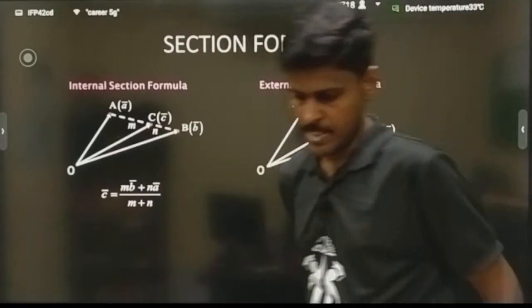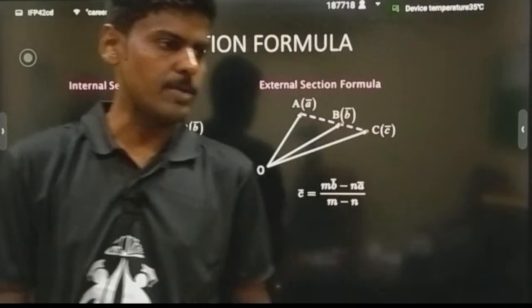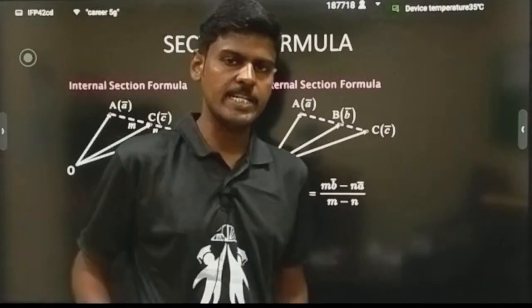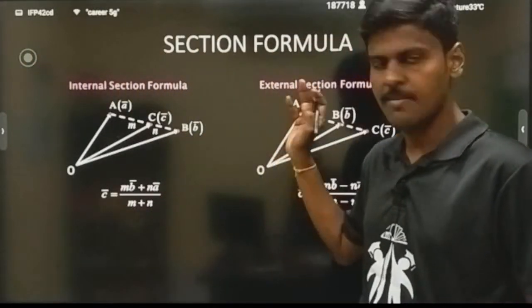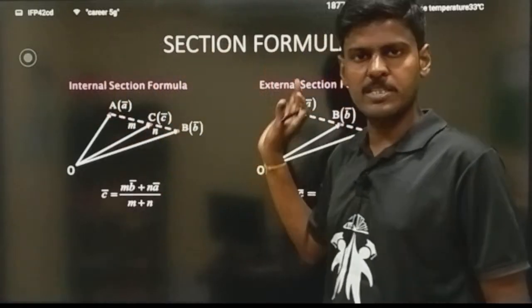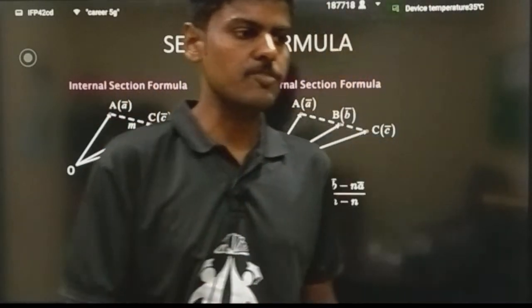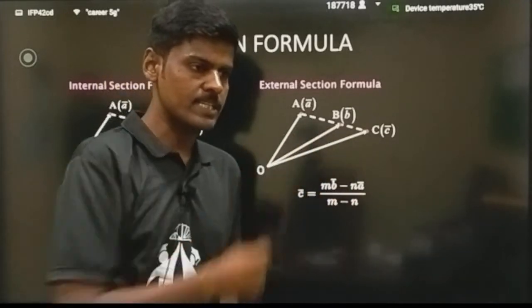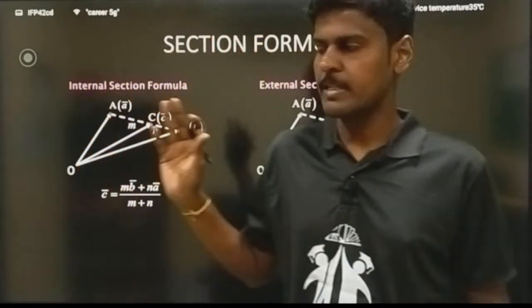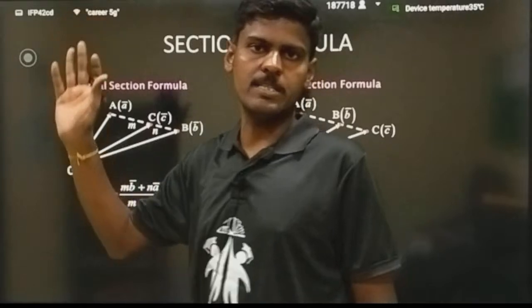Next one is section formula. We have two types of section formula. Just like in coordinate system, straight lines, you have already learned in class 11, we will use the same concept here. Whatever we learn in vectors, until now we have seen distance formula and now we are going to see section formula. Both are similar, right? Based on just coordinate systems.